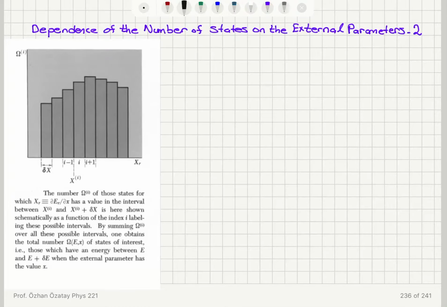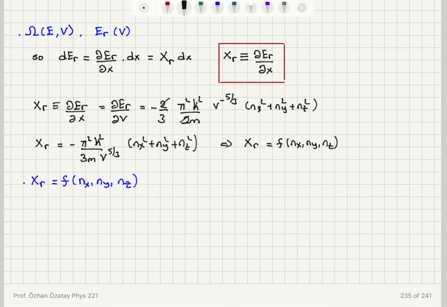Let's continue our discussion on the dependence of number of states on the external parameters. If you remember, we have found out that the number of accessible states for energies in the range E to E plus delta E depends on the value of external parameters as well. For example, in the case of ideal gas in a three-dimensional box, it's the volume. And the energy levels themselves will shift with changes in the external parameters such as volume.